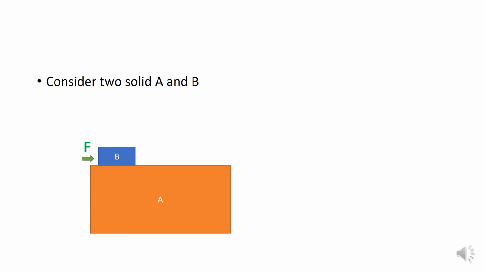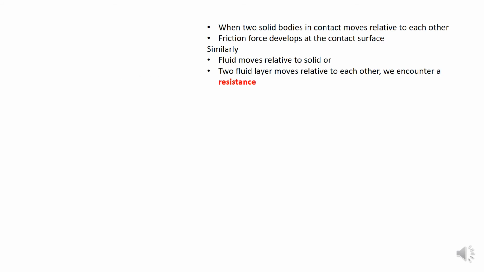Okay, so for that, first of all, instead of fluid, I am taking the case of two solids. I am assuming two solids A and B, and let A be in a stationary condition and B be moving under the application of a force F. Let B be moving forward. Okay, when it is moving forward, what happens? When two solid bodies come in contact, there will always be friction at the contact surface. Similarly, for fluid also it happens. When you compare solid and fluid, there also the resistance to flow occurs.